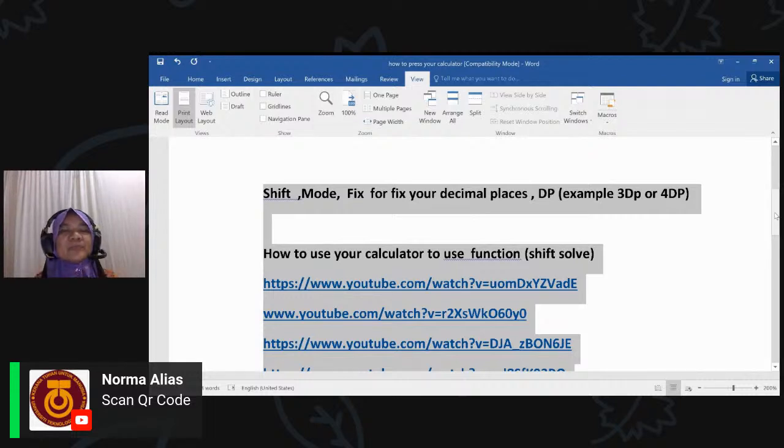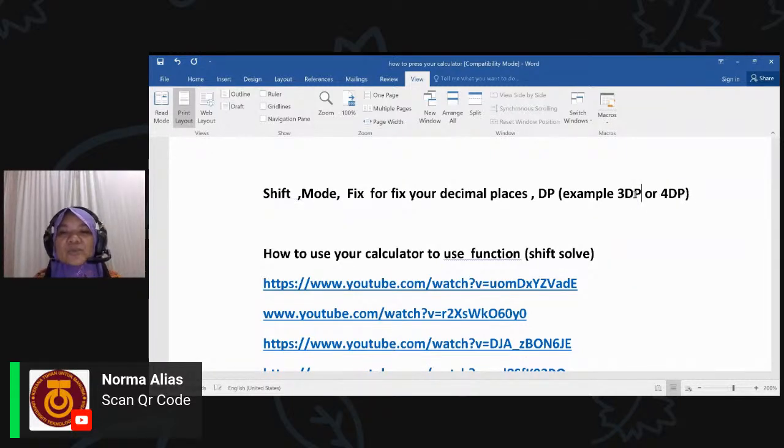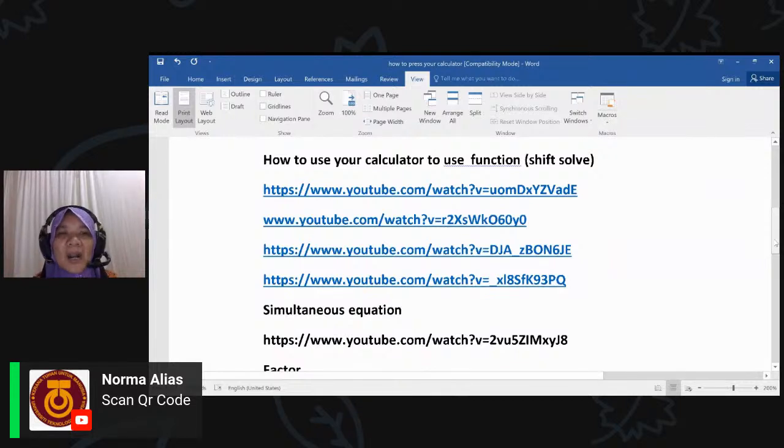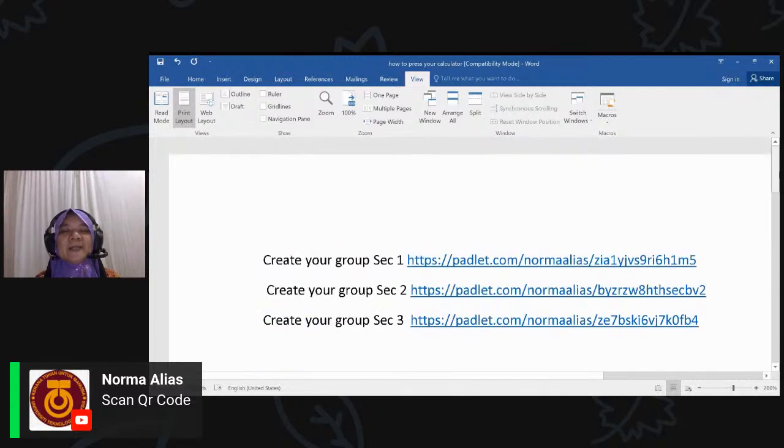If I say I want you to solve the problem based on 4 decimal places or 2 decimal places, you just press Mode Fix 4 or Mode Fix 3. I will send you this YouTube video to show you how to press your calculator, how to do the sum function, and how to change from radian to decimal places and back. If you deal with trigonometry functions, please keep this in mind. I give the material at the e-learning or your Telegram.